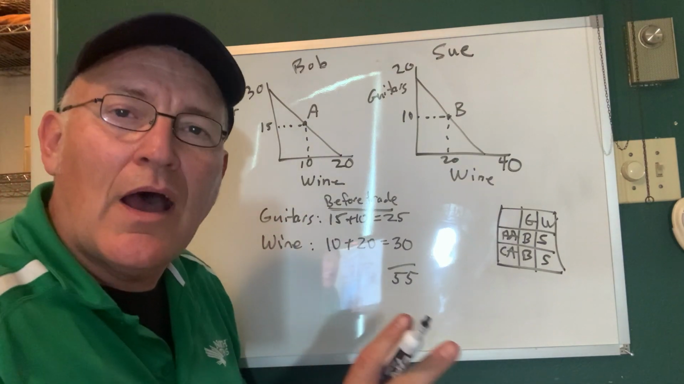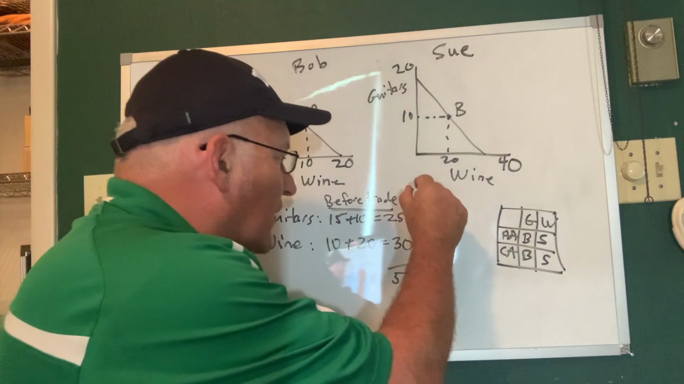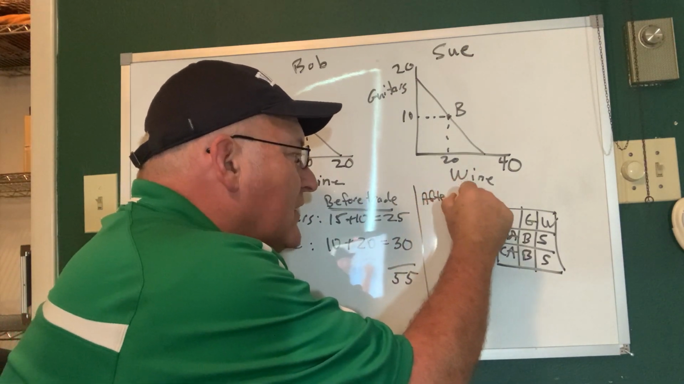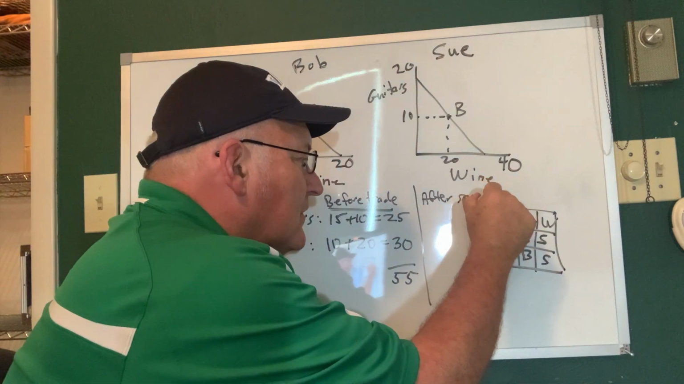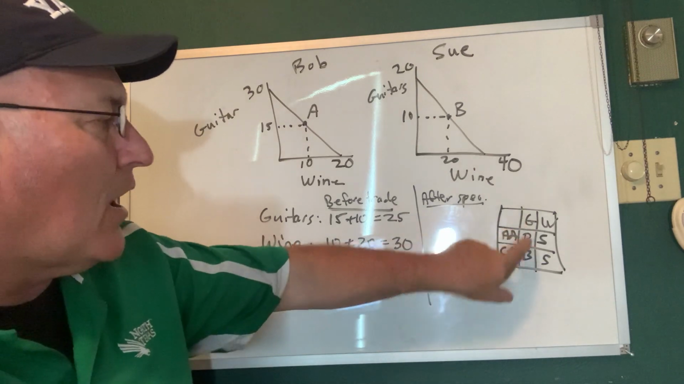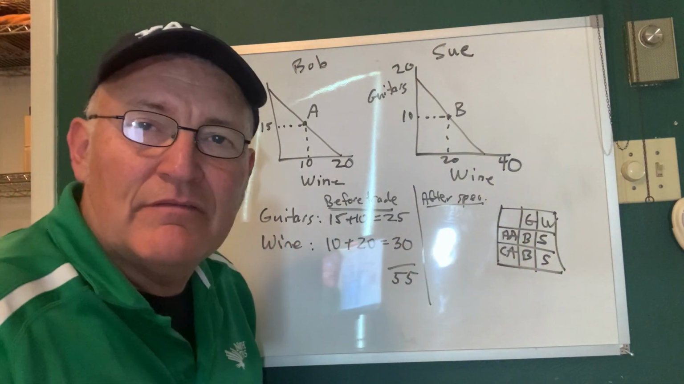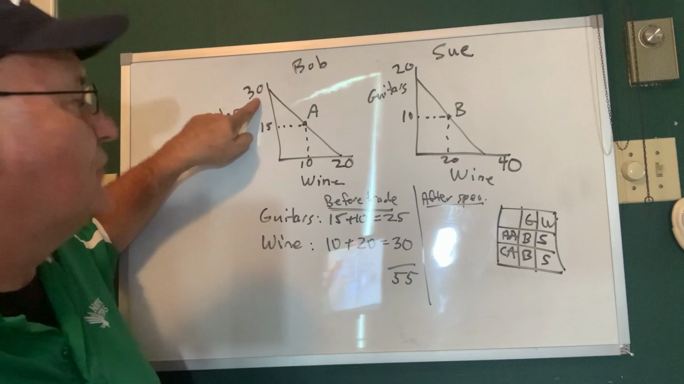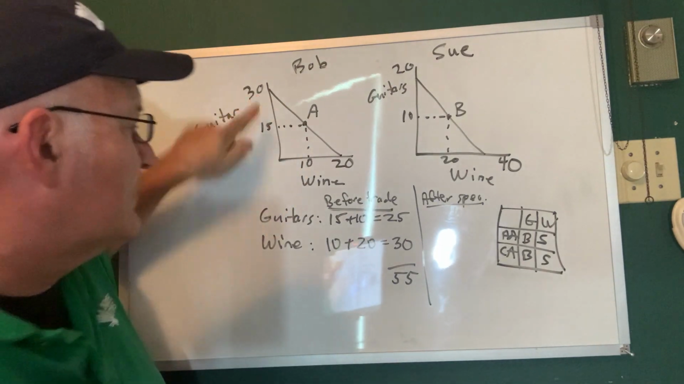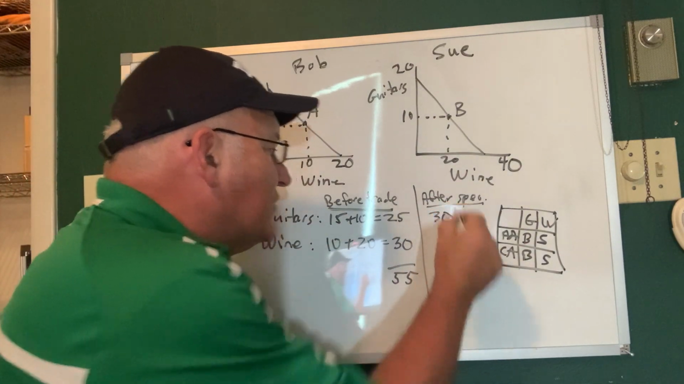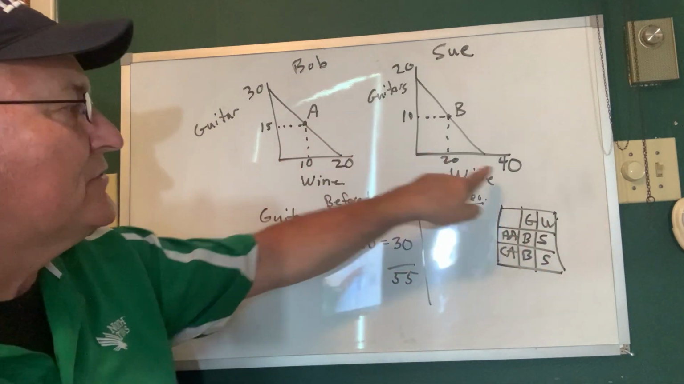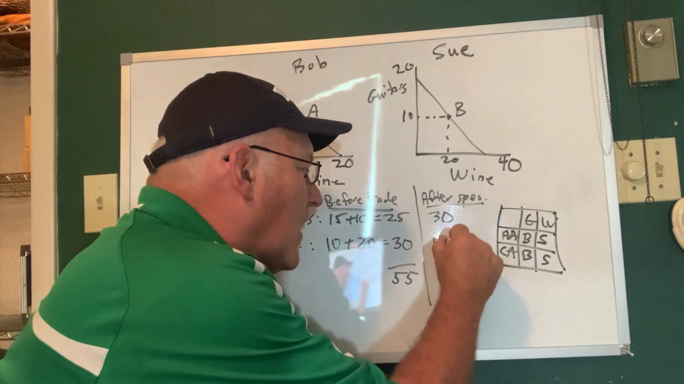But see, this is why nations and even firms specialize in trade, because after specialization, what's happening? Since Bob has the comparative advantage in guitars, he's only going to produce guitars. If he takes all of his resources and produces only guitars, he's going to produce 30 units of guitars. And Sue has the comparative advantage in wine. She's going to produce 40 units of wine.